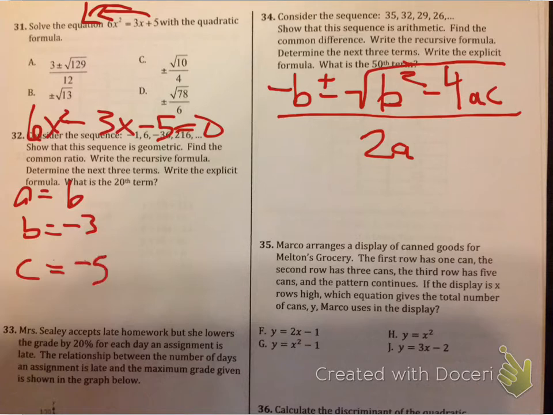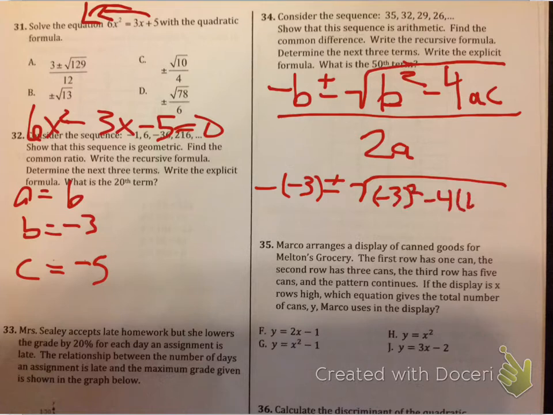Now what I would do there is plug those numbers into the equation, so I would have the negative of negative 3 plus or minus the square root of, notice that they're all plus and minus, b squared, which is negative 3, notice how I'm putting that in parentheses, squared, minus 4 times 6 times negative 5, all of that over 2 times 6. Okay. 2 times 6 is 12, so it looks like it would be A.